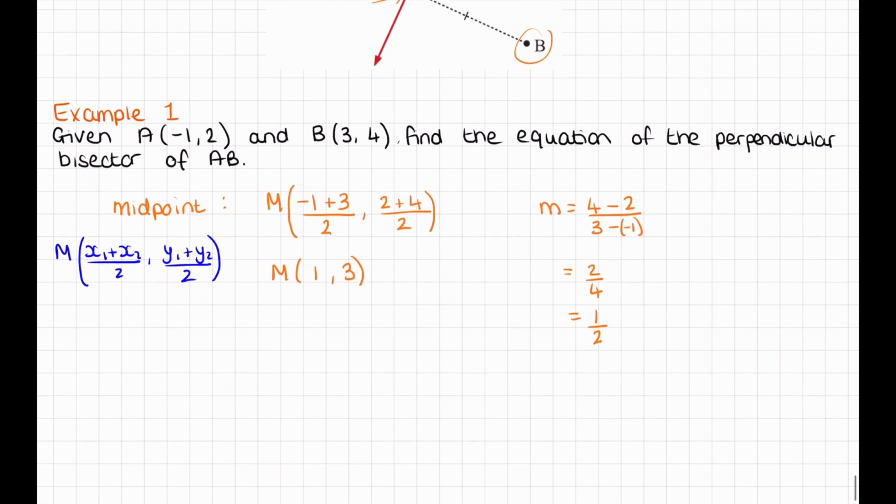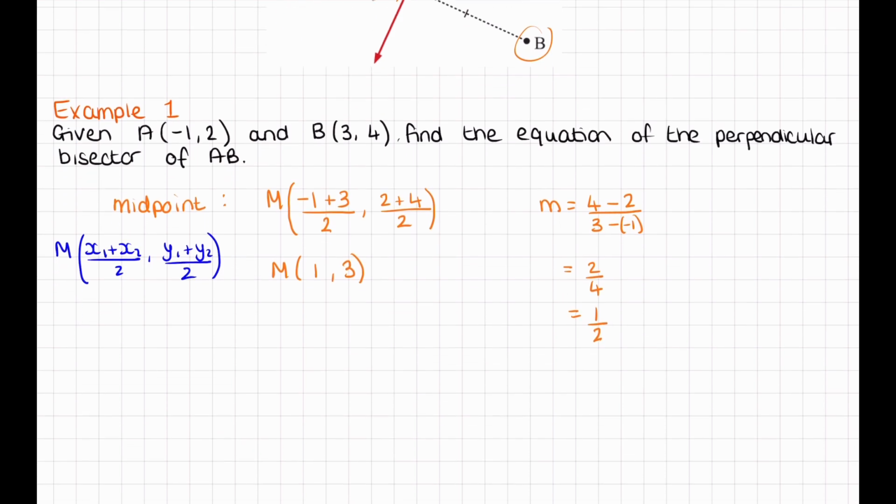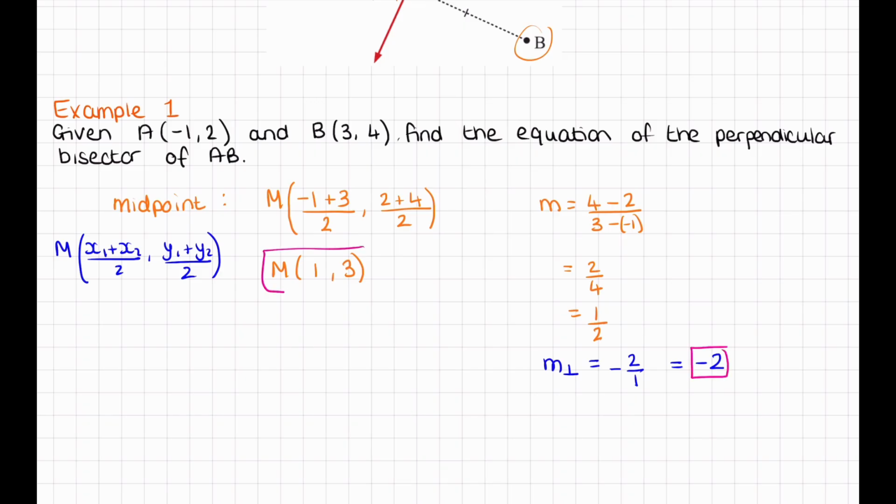Now we're finding the perpendicular bisector, which means we actually want the perpendicular gradient. So to do this, we've got to flip the fraction, which would end up with 2 over 1. Change the sign, the original gradient is positive, which means our perpendicular gradient is negative. So negative 2 over 1, which is just negative 2. Then we have our gradient and we have a point on the line to sub into our formula.